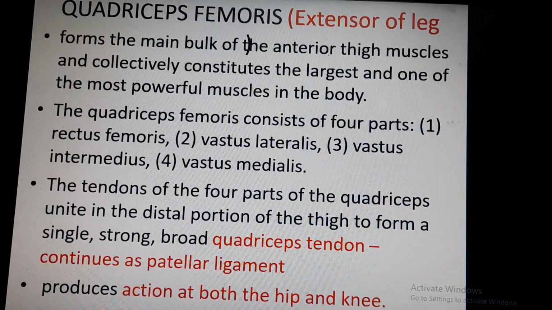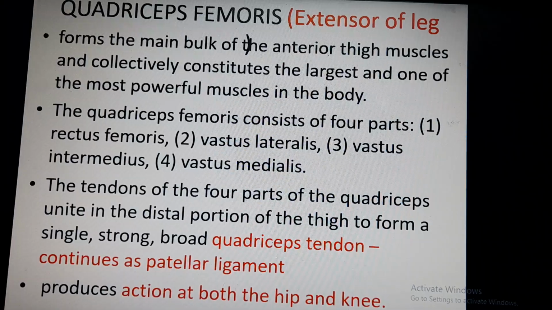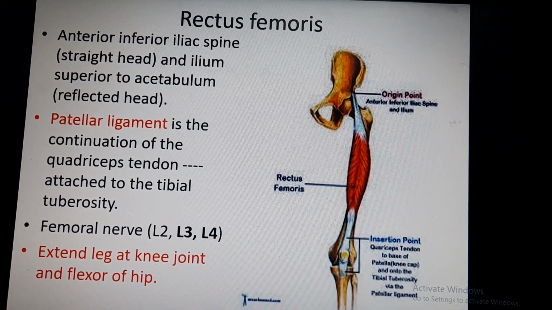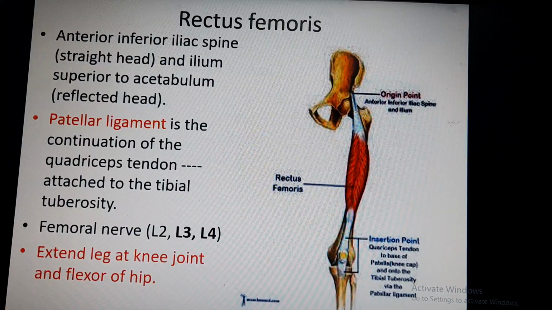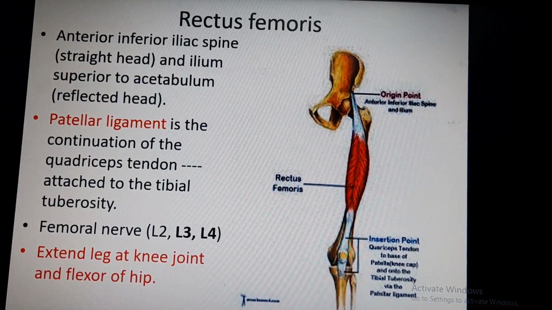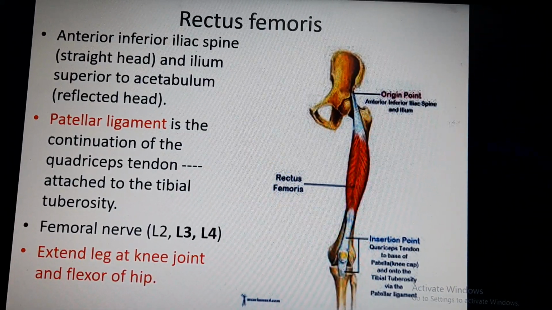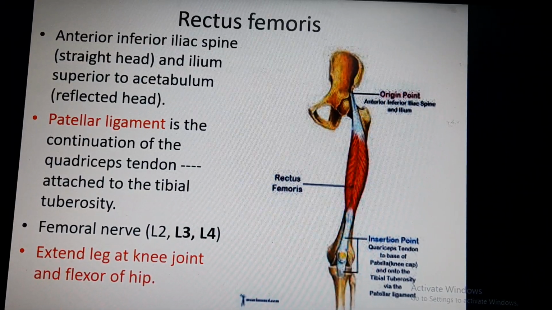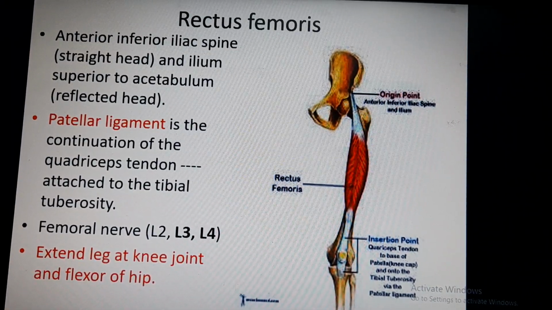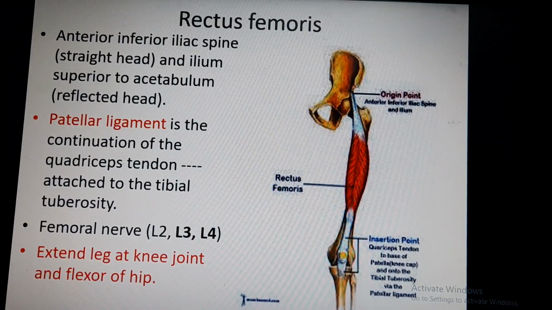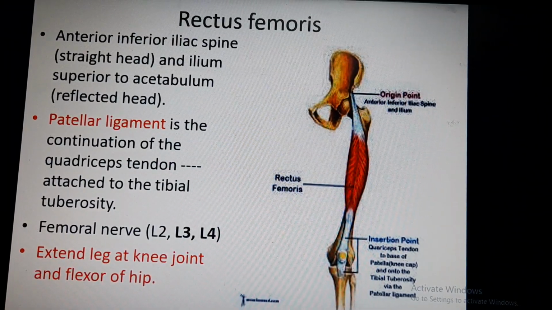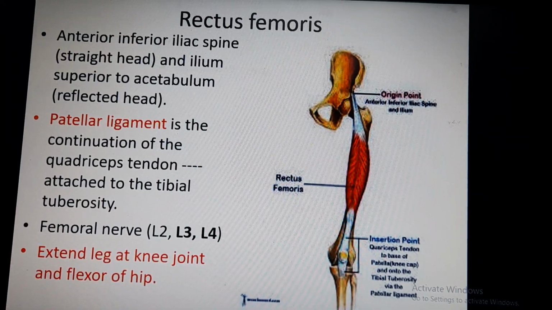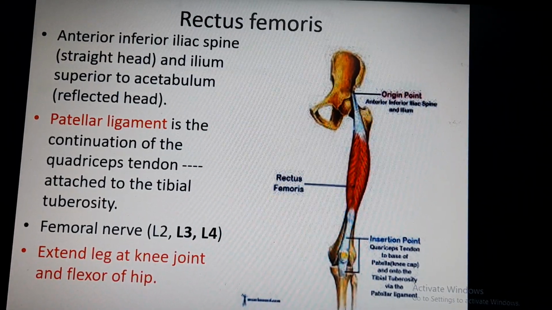Next we have to discuss the quadriceps femoris muscle. The first important muscle in quadriceps femoris is rectus femoris. Rectus femoris gets origin from the anterior inferior iliac spine, and all these muscles get inserted into the patella. Nerve supply is femoral nerve, and action is extension of leg at knee joint. Its actions are extension of knee and flexion of hip.